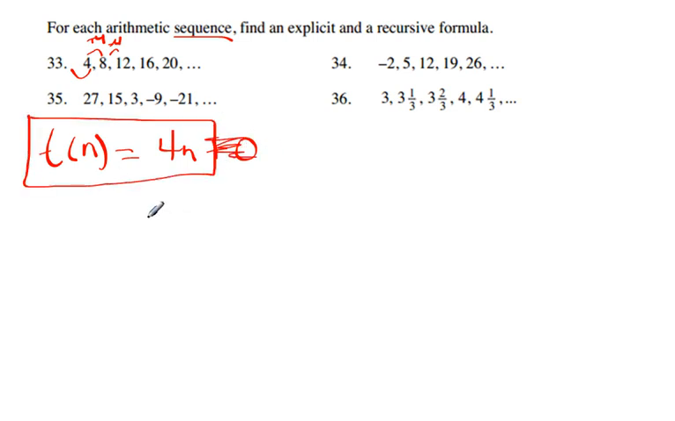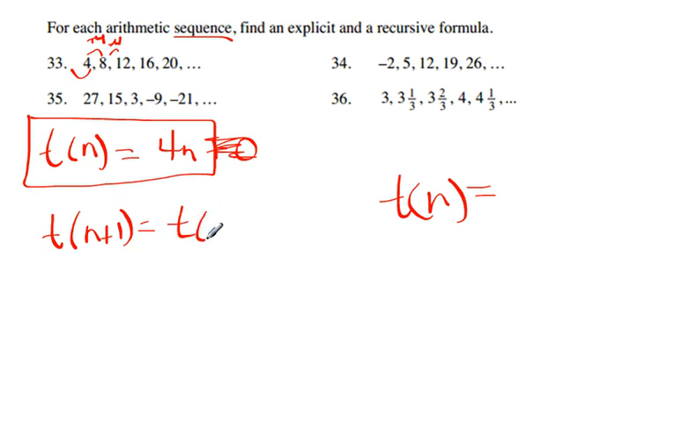Okay. Recursive. Recursive is based on looking at the previous term. I add 4 to the previous term, add 4 to the previous term. So this is what we're going to do. We're going to write it this way with plus 1. You could also just do t of n, like most places, you'll see this. And then is the previous term. Well, previous to n plus 1 is just n. Previous over here would be n minus 1.